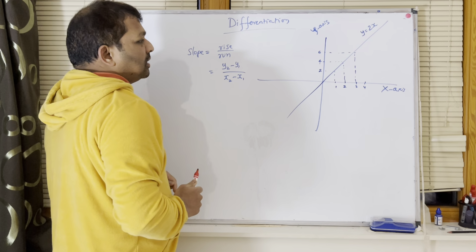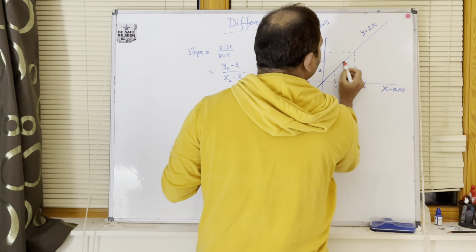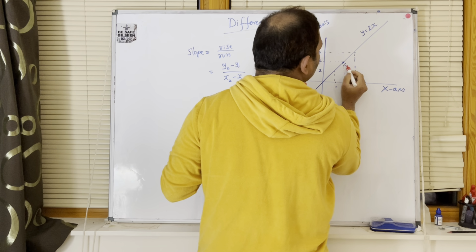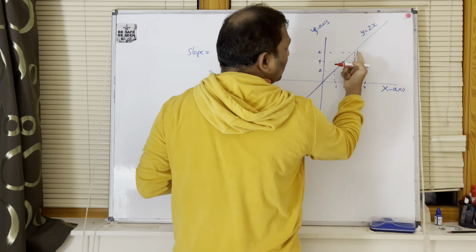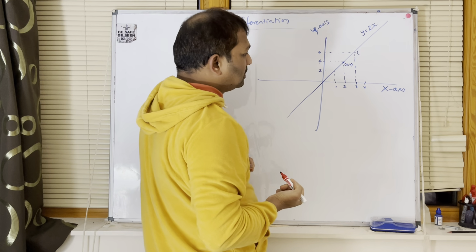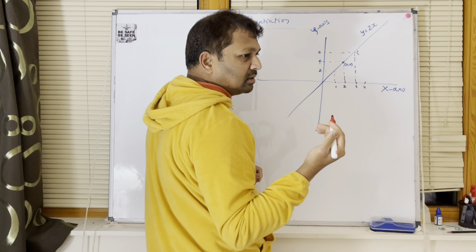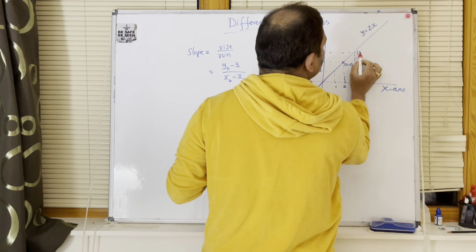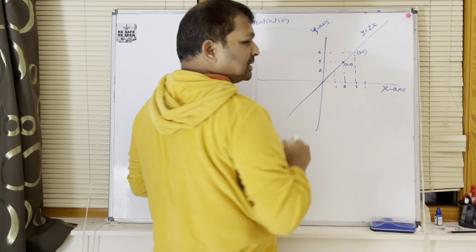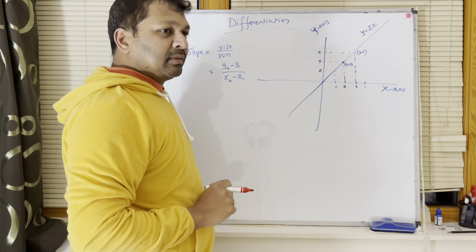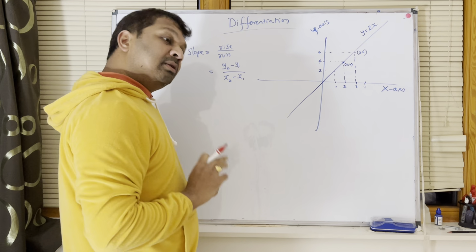This is how you have to do it. For example, what is the point here? 2, 4. What is this point? 3 and 6. So if I take this as the first point and this is the second point, what is the slope? 2. If I take this as the first point and this as the second point, what will be the slope? 2. You will get 2.